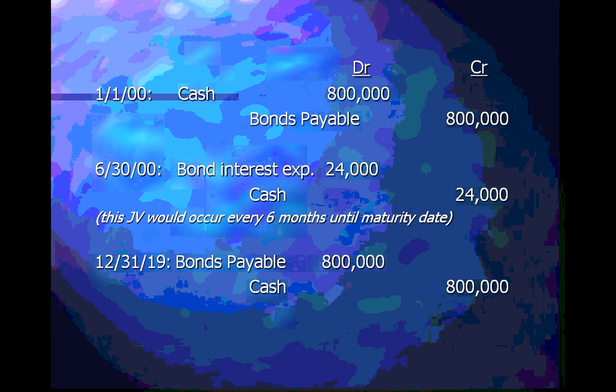So for the company, the bondholders get their $24,000 every 6 months, including the date of this last payment. So you have to be careful. Make sure that you show the bond payment back, or the payment of the principal back, separately from the last interest payment. So this would happen every 6 months, including the last 6-month period, which is December 31st, 2019. So you'd have one of these occurring on December 31st, 2019 as well.